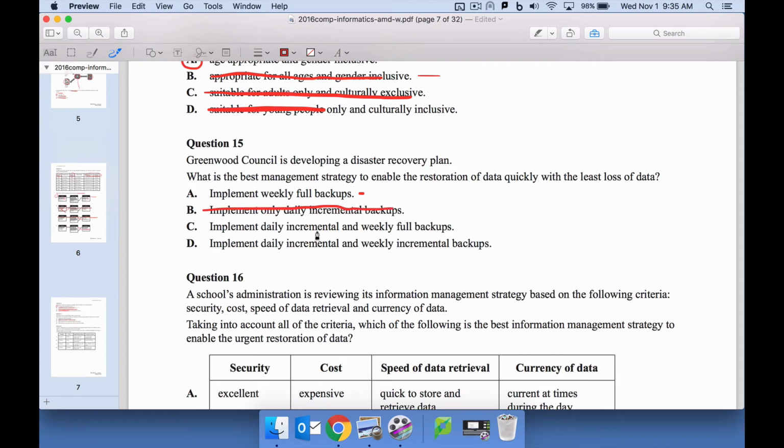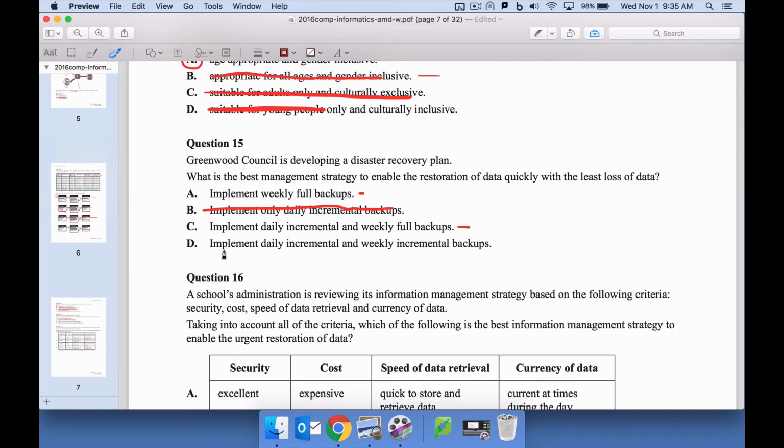Implement daily incremental and weekly full backups. That sounds like a good one. Better than probably this one, more secure than and cheaper to run than this one, I would say. Well, not cheaper to run, more efficient in terms of the time it takes to back up and the space it's using.